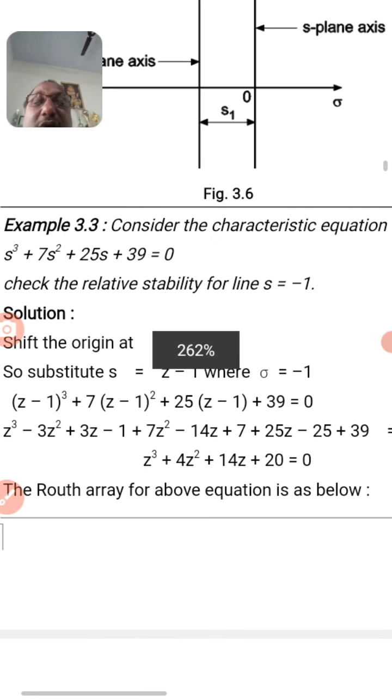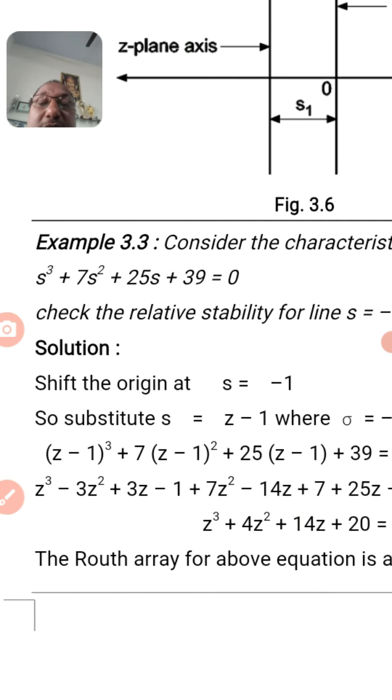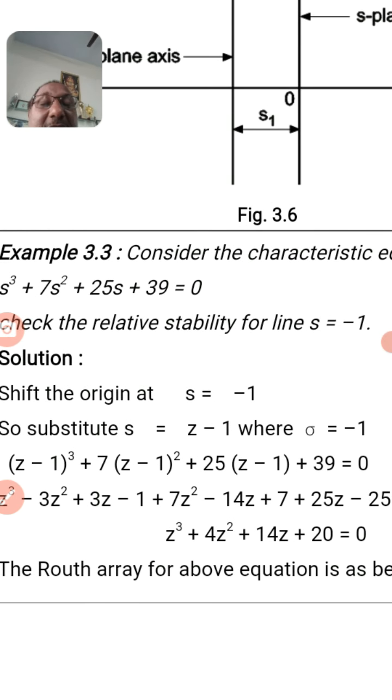So substitute S is equal to Z minus 1. Approximately the Z axis plane is treated as the 0th axis here. That's why S is equal to 0, so S is equal to minus 1. And that's why we can say that this S plane is shifted towards left. To shift that S plane relatively towards right, what will we do? We will take S is equal to Z plus 1. Understand? So substituting S is equal to Z minus 1 is a method where sigma is equal to minus 1.